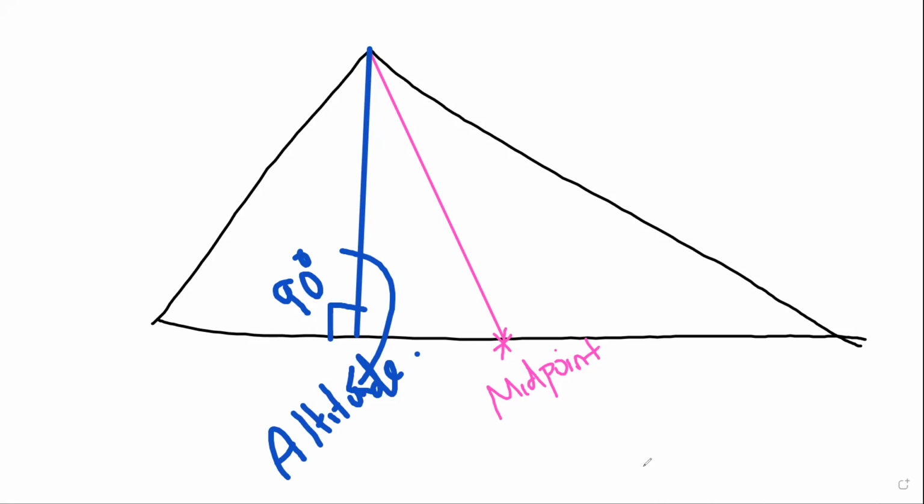So it must be perpendicular. The median starts from the vertex, but it ends at the midpoint. It's not perpendicular. This angle here is not 90 degrees. So both of them start from the vertex, but the median ends at the midpoint, while the altitude stops at a line at any point, but it must be perpendicular to that line. Is it clear? Yes, miss. Yes, teacher. Okay.